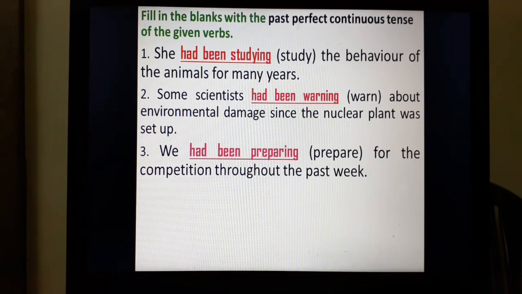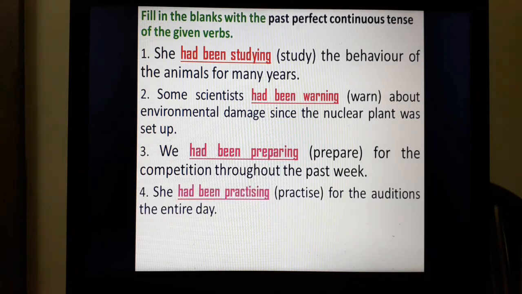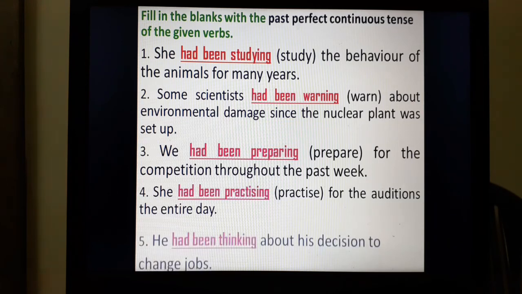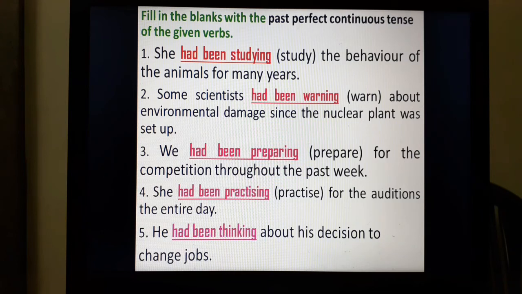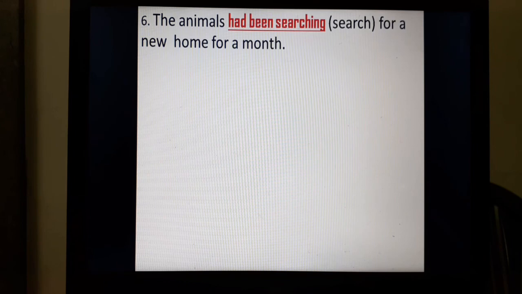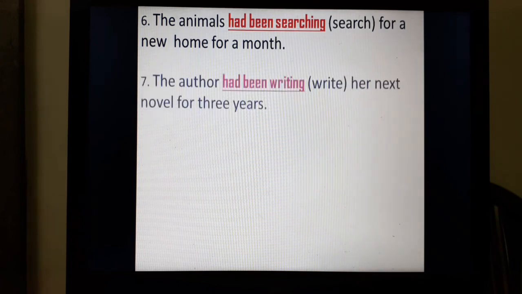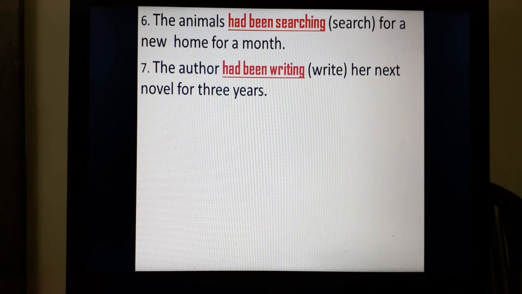Third, we had been preparing for the competition throughout the past week. Fourth, she had been practicing for the auditions the entire day. Fifth, he had been thinking about his decision to change jobs. Sixth, the animals had been searching for a new home for a month. Seventh, the author had been writing her next novel for 3 years.